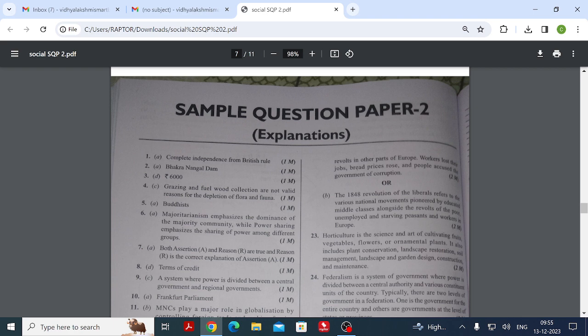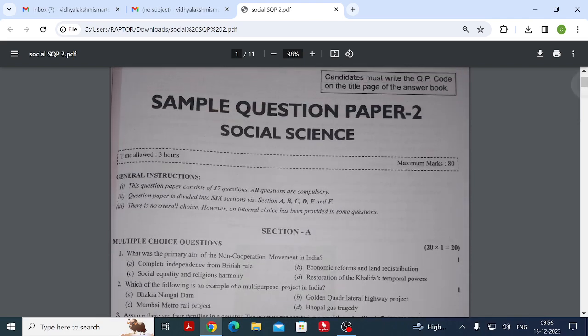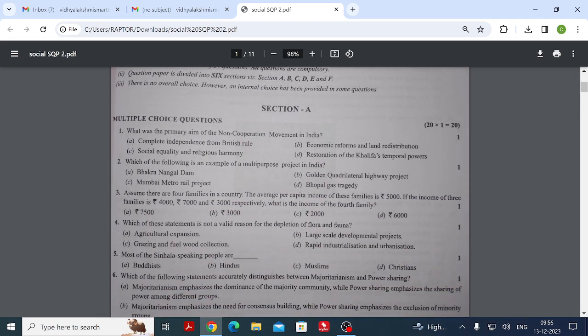He convinced other leaders of the need to start non-cooperation movement. So what does need mean? In support of Khilafat as well as for Swaraj. Okay, Swaraj means complete independence. They could support Khilafat. Okay, they said Khilafat can be supported. But what could you see over there? They did not talk about the Khalifa's temporal powers there, right? Okay, restoration of they will support.